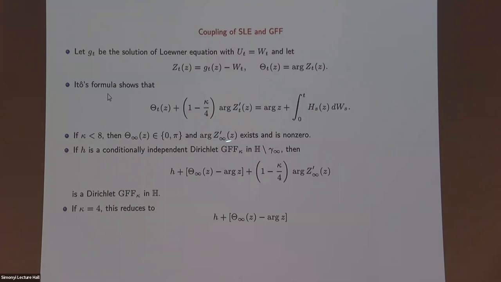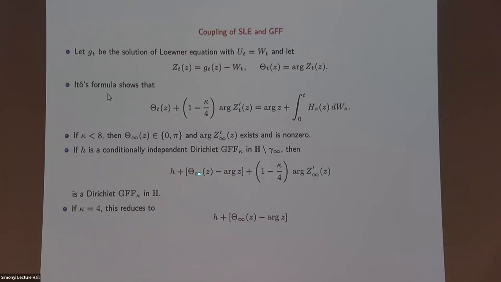This is non-trivial here, and go to infinity. So you could actually go to infinity and write the field, the entire field, as this integral, as this plus this minus this, and then plus a Dirichlet field on all the parts that haven't actually been reached by the curve.